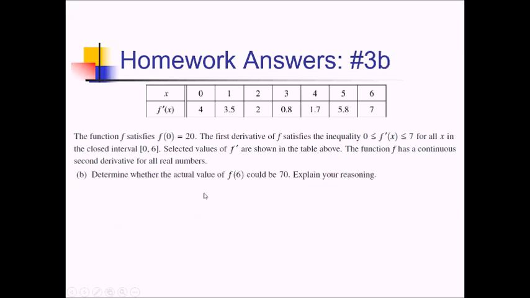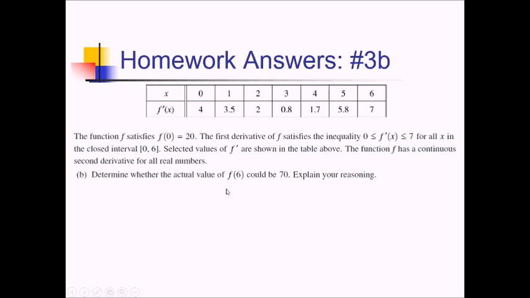For this problem part, they want us to determine whether the actual value of f of 6 could be 70. This is a little bit tricky because we don't know a whole lot about the f function other than f of 0 is 20, and we have some values of f prime in this table. The key here is they told us that f prime is guaranteed to be between 0 and 7 for all x's on the interval 0 to 6. So we basically have to find a best case and a worst case scenario for what f of 6 could be and see if 70 falls in that range of numbers.